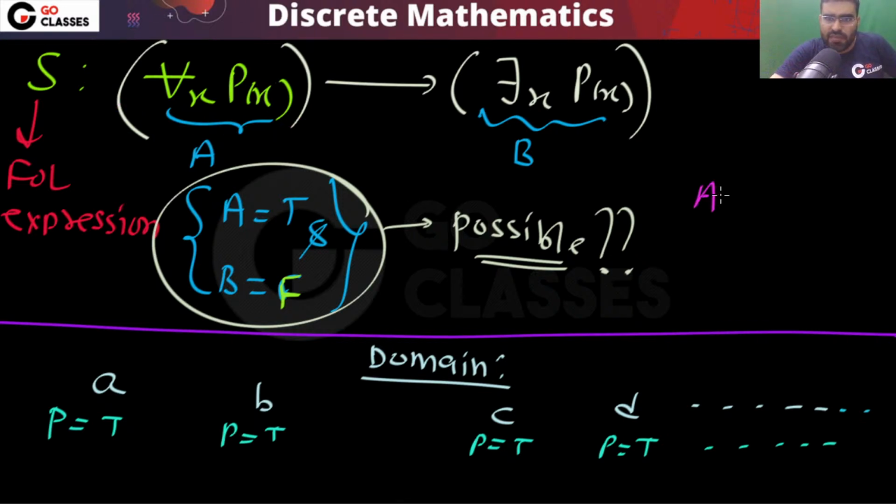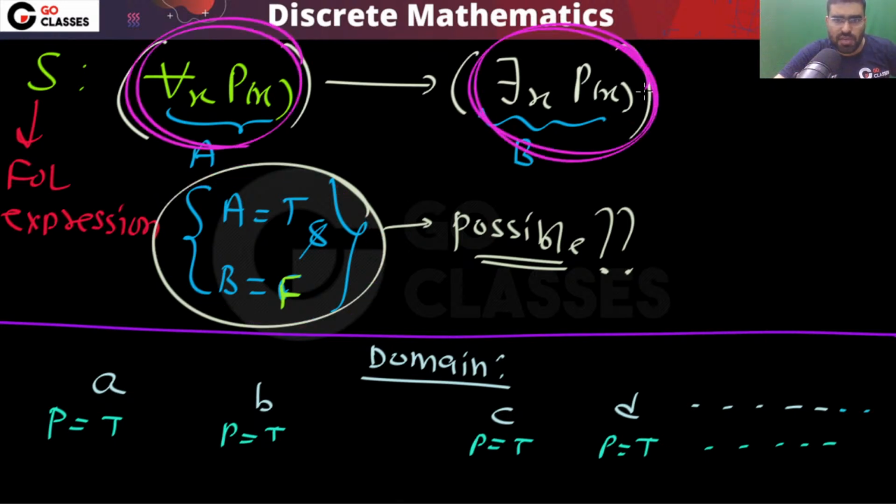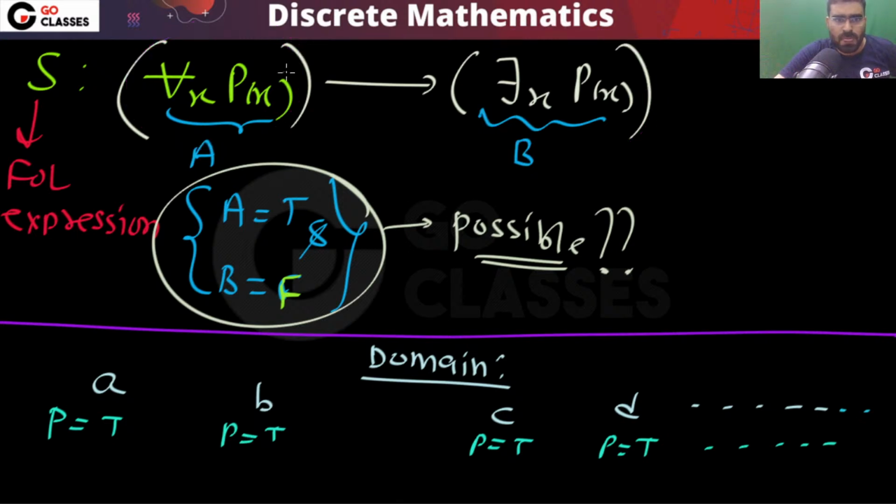Now you can see that A we can make true. No problem. This is the only way. Do you agree that this is the only way to make A true? Because we want to make A true, B false. This A we want to make it true. This B we want to make it false. So to make it true, what we have to do? For every element in the domain, we have to make P true. So you can notice for every element in the domain, this P must be true. This is the only way.